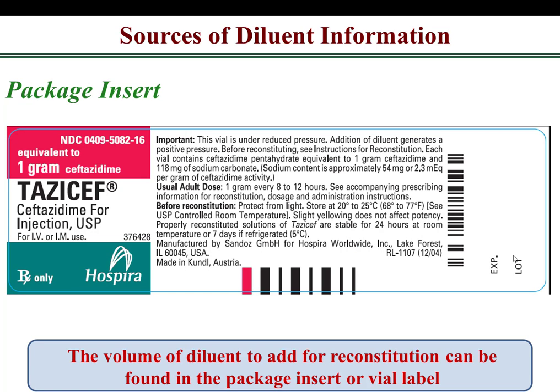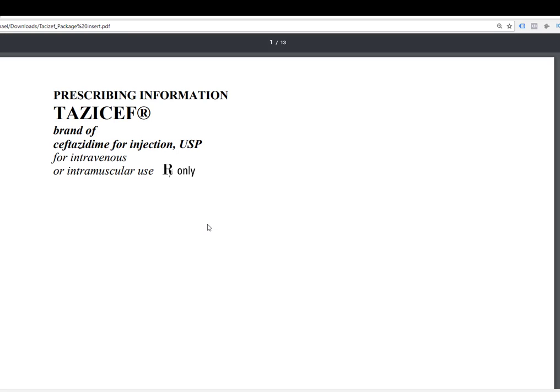Like in this example, it gives you a whole bunch of information. It tells you you have 1 gram of ceftazidime. But you notice that there's no place on the vial label where you see the volume to add. So in this instance, what you want to do is look at the additional place where you can find that information, and that will be in the package insert. Right, so I'm going to show you where you find that on the package insert.